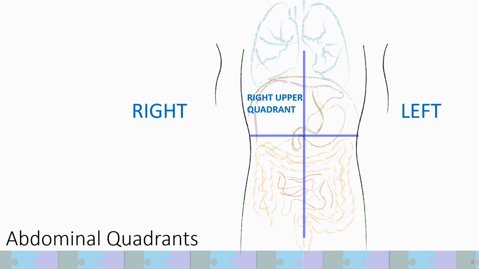Okay, the rest of the quadrants are relatively simple. So here we have the right upper quadrant, right, because it is on the right-hand side. It is on the top half, and it's part of the quadrants, or the division of 4. This side is the left side, so that is the left upper quadrant. We then have the right lower quadrant, right, because it's below that upper portion. And this is the left lower quadrant.